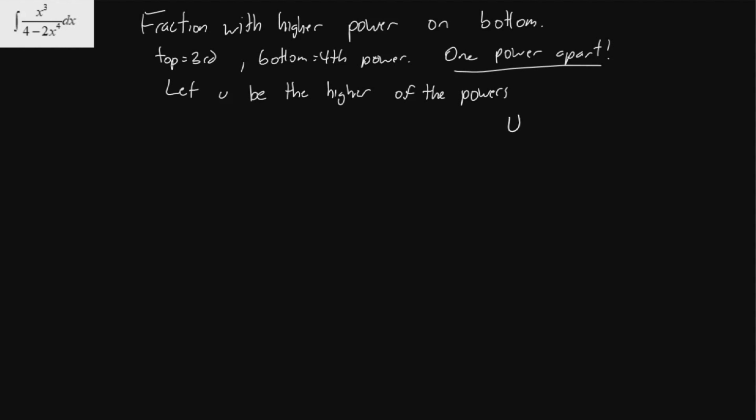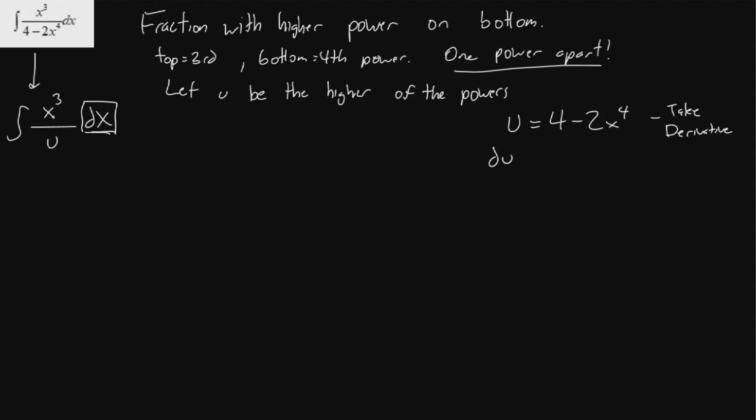So we'll say that u is equal to 4 minus 2x to the 4th. If we make that replacement in the integral, we'll have x to the 3rd over u dx. That takes care of part of it, but now let's try to get dx, and to do that we have to take the derivative. So if we take the derivative, we'll have du dx. The derivative of 4 is just 0 because it's a constant, so that doesn't change my answer.